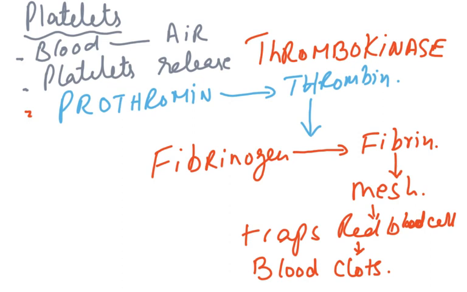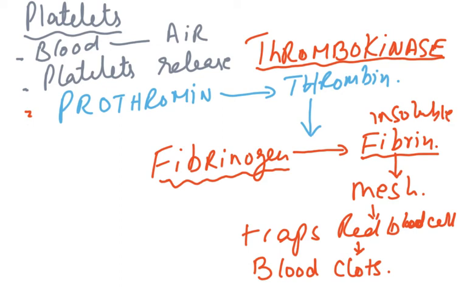We come to the role of platelets. Now platelets, of course, come into action whenever you cut your skin and the blood seems to come in contact with air at any point. Now they release an enzyme called thrombokinase. Now the thrombokinase causes one of the plasma proteins, prothrombin, to be converted to thrombin. And then the thrombin converts another plasma protein, which is called fibrinogen, into insoluble fibrin.